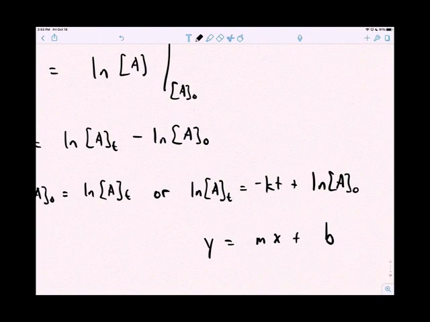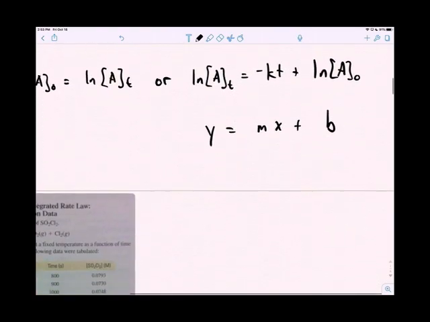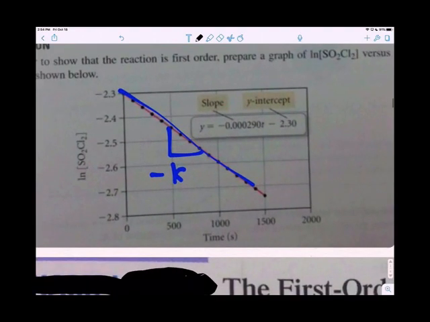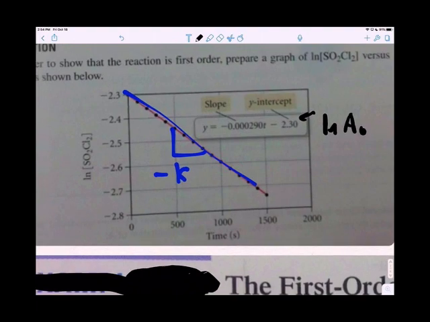And this is just like the equation of a line, y equals mx plus b. So one of the ways that you can figure out the rate constant of something that's first order is you can graph it. And if you graph the natural log of the concentration versus time, the slope is the opposite of k. You can also get the initial concentration, because the ln A0 is the intercept. So you can get e to the 2.3 or e to the minus 2, but that'll tell you the concentration at that time.